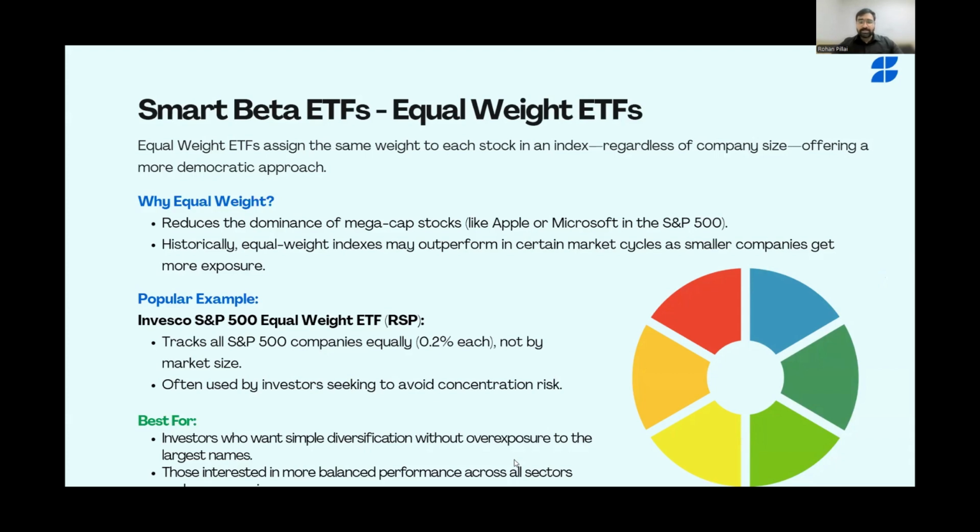One such example is the Invesco S&P 500 Equal Weight ETF, which allocates about 0.2% to each company in the S&P 500, no matter its size.